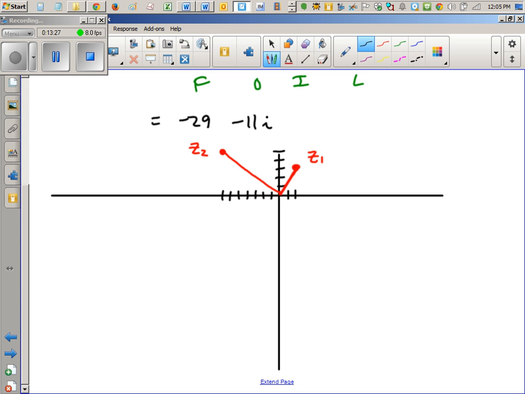And the product took a while to get. But the product was negative 29, negative 11i. So 8, 9, 10, 11, 12, 13, 14, 15, 16, 17, 18, 19, 20, 1, 2, 3, 4, 5, 6, 7, 8, 9, down to 3, 4, 5, 6, 7, 8, 9, 10, 11. There's my product and its modulus.